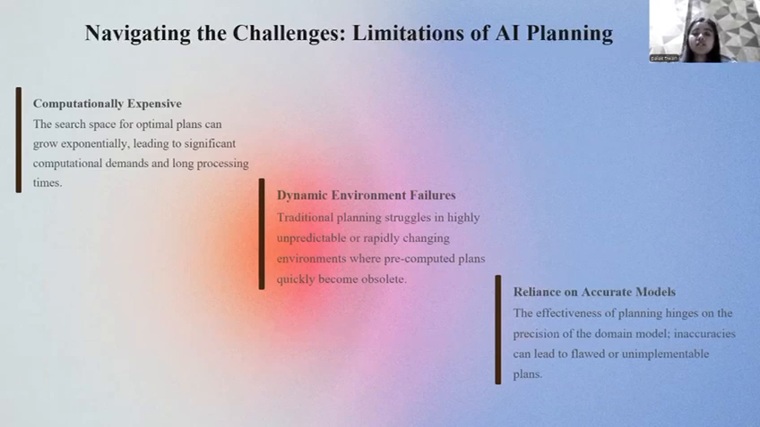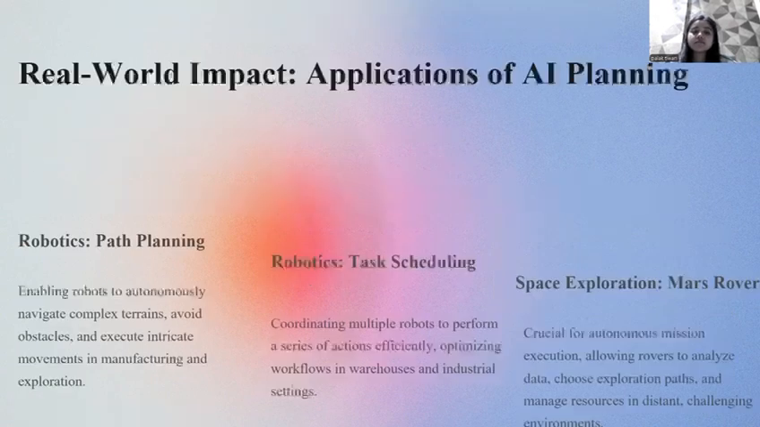Navigating the challenges and limitations of AI planning. Computationally expensive, that is, the search space for optimal plans can grow exponentially. Therefore, we face high computational demands and long processing times. Dynamic environment failures: traditional planning struggles in highly unpredictable or rapidly changing environments where precomputed plans quickly become obsolete. Reliance on accurate models: the effectiveness of planning hinges on the precision of the domain model. Inaccuracies can lead to flawed or unimplementable plans.